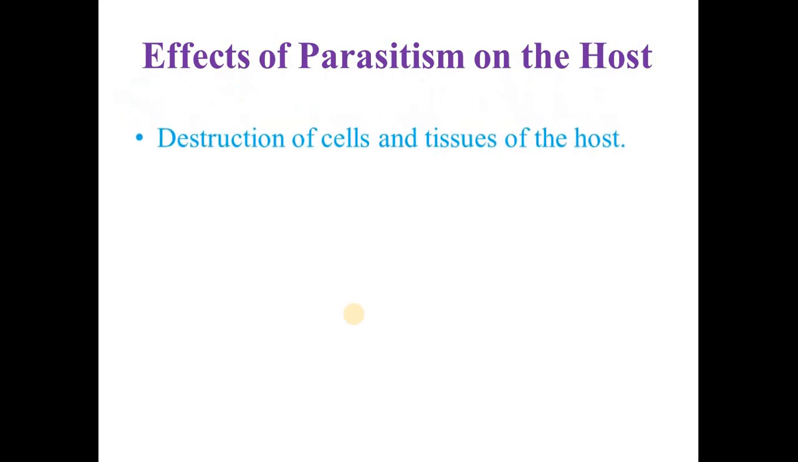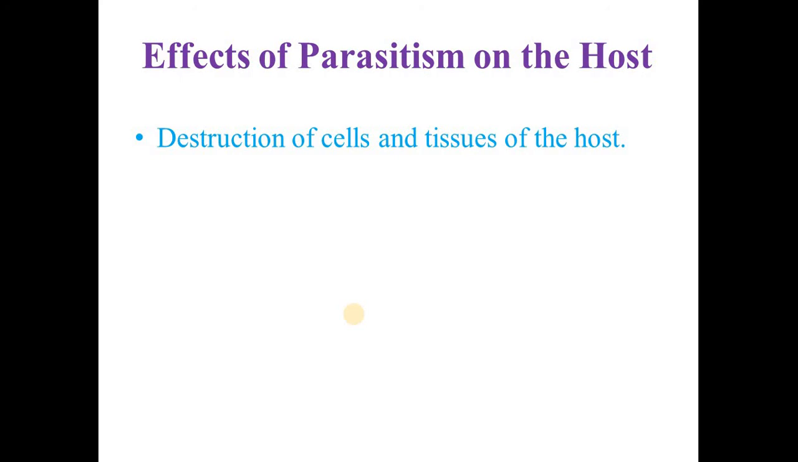Now we will discuss the effects of parasitism on the host. The following pathological conditions may be caused by the parasites in the host. First, destruction of cells and tissues of the host may take place by movement or feeding activities of the parasite. Example, Entamoeba histolytica eats the tissue cells of the colon and red blood corpuscles of the host. Another example, Plasmodium feeds on liver cells and erythrocytes.